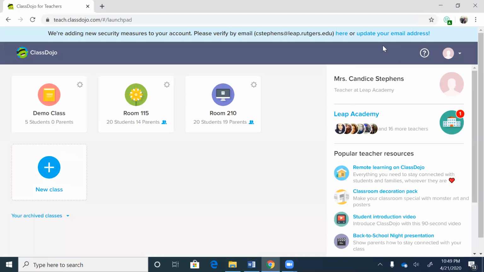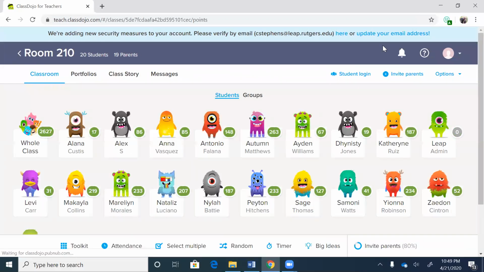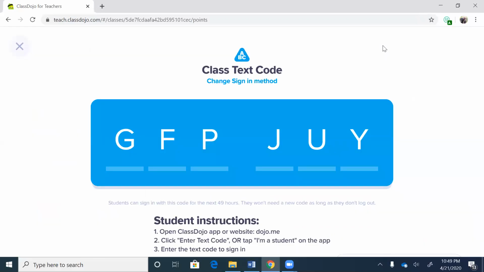All right, let's get that classroom code, shall we? And now this code will be valid for 49 hours. So I have a piece of paper next to me, so I'm going to write it down, GFPJUY. And remember, try to stay logged in, but if you get logged out or you need to log out, maybe you and your parent are sharing a device. You may need to log out so that your parent can sign in. They would just hit parent.